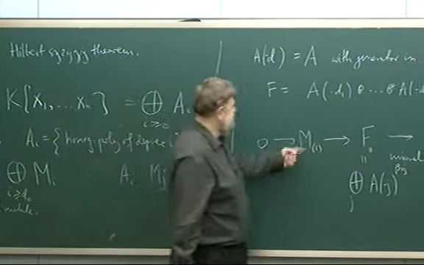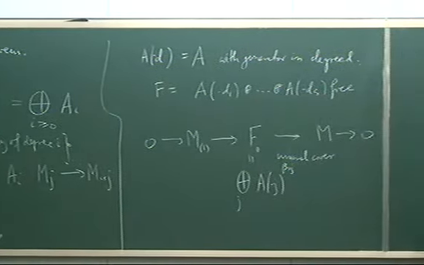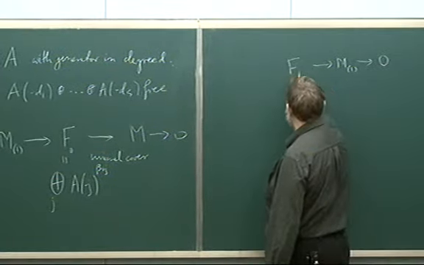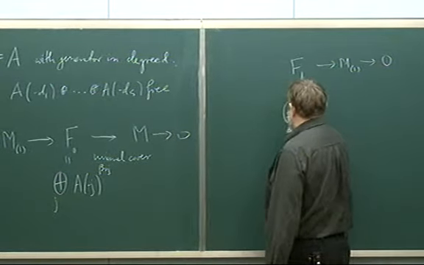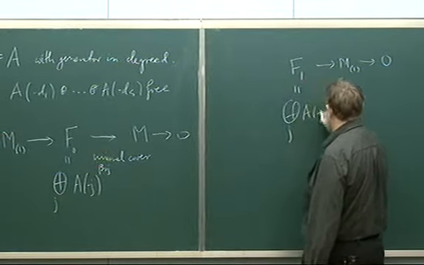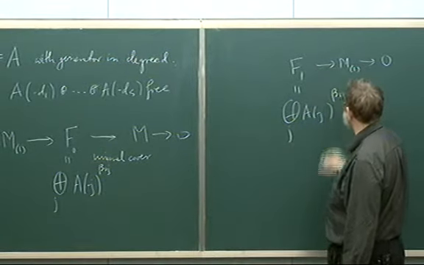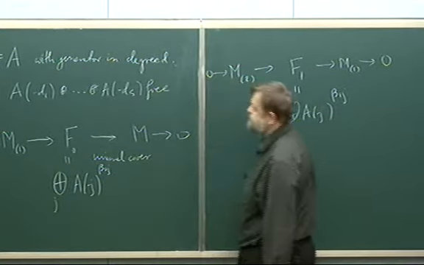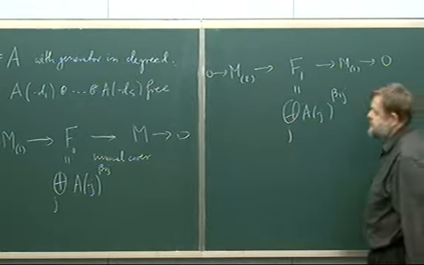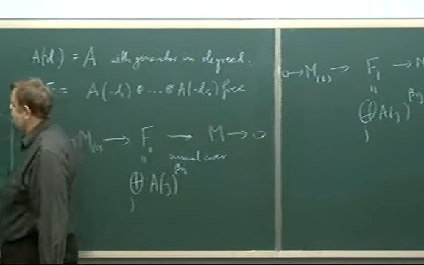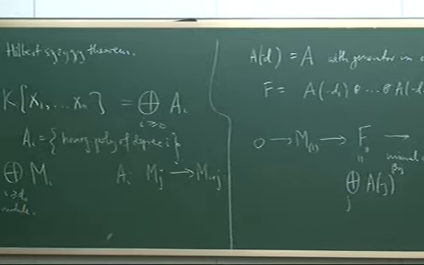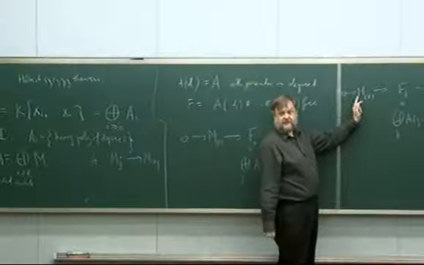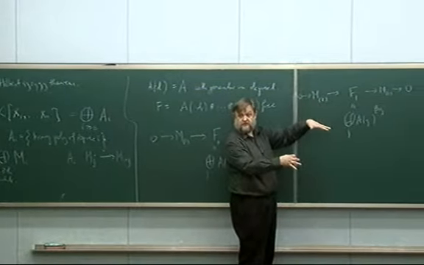Now I can do the same with M1. This M1, I can cover with the free module F1, also in a minimal way. So this will be the sum of A(-j) to the beta 1j. And then I have the kernel M2, and I continue. And the point is now that this process stops. Hilbert Syzygy theorem tells you that if you are over a polynomial ring in n variables, then necessarily the module Mn, after exactly n steps, you will get a free module. You could get 0 already before.